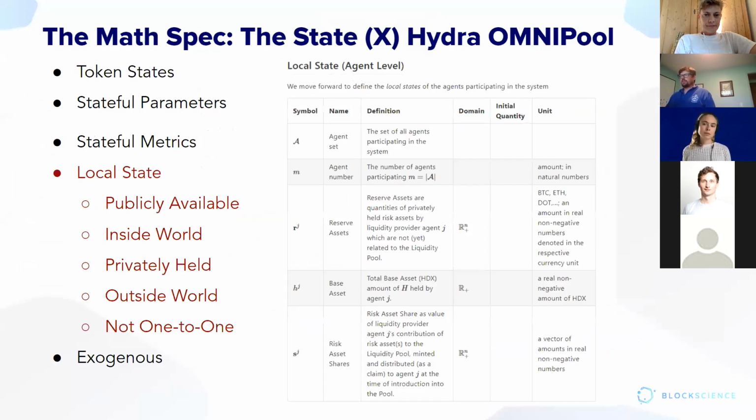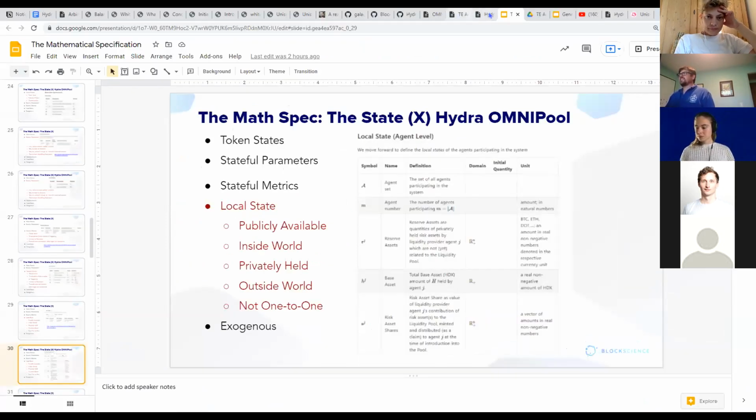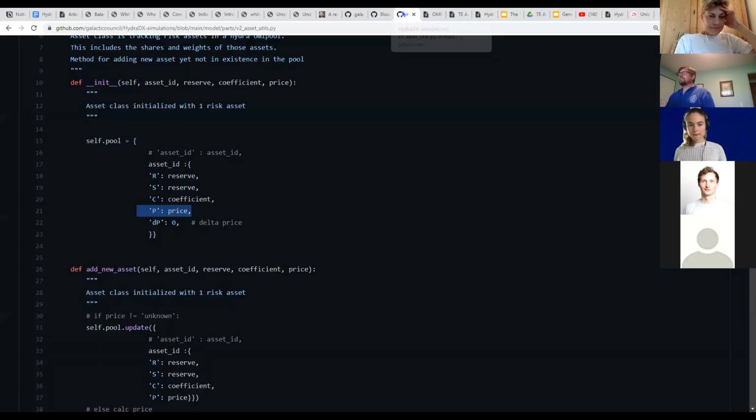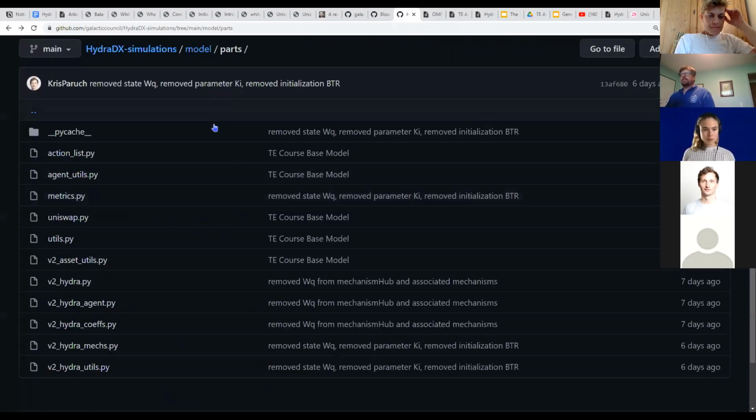Next up, the local state. We have this agent stat and agent number, and they can have reserve assets and base assets and risk asset shares. We should point out there's quite a bit here. I was jumping over to VS Code to see it, but you probably couldn't see that. So what we have is an agent class.